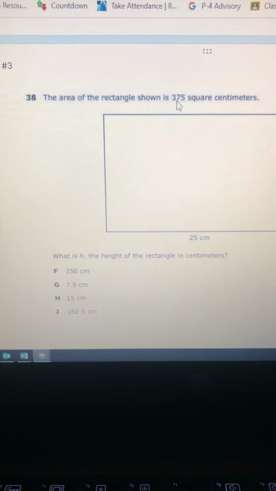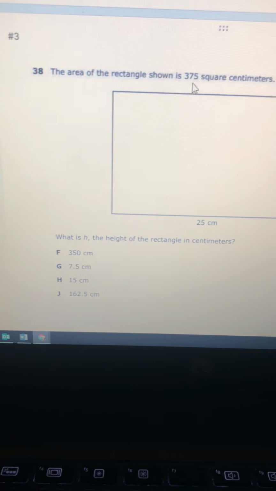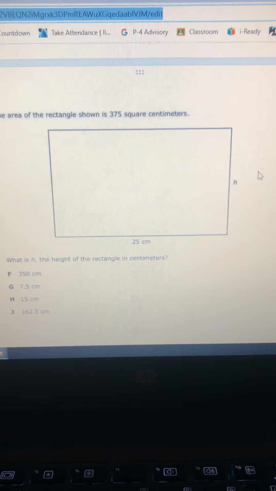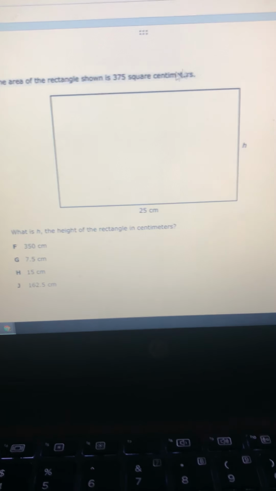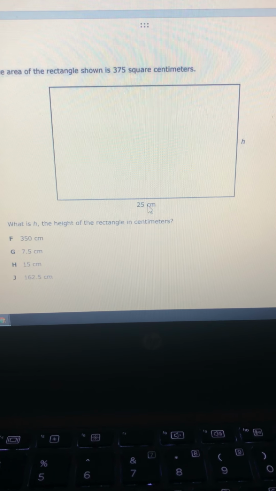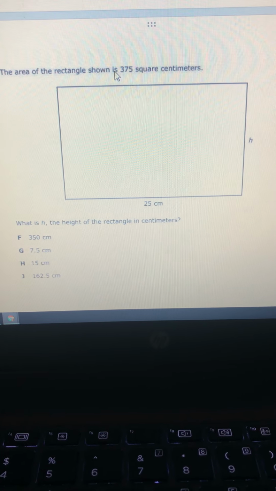All right, so right here it says the area of the rectangle shown is 375 square centimeters. What is H? So remember when we had to do the opposite? When we have the area, we have to divide by one of the side lengths. So we're going to divide 25 into 375.